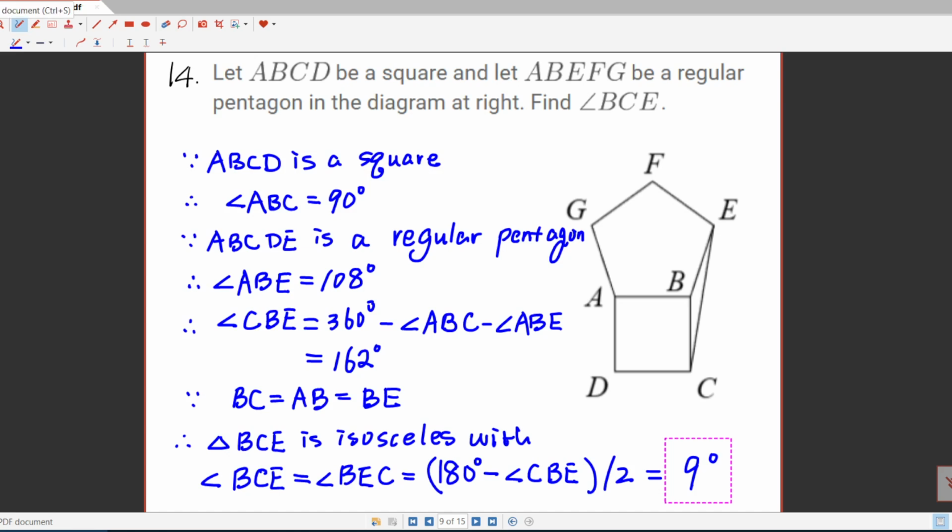Alright, have a look at the solution here. And if you don't have any questions, let's take a 10 minute break. And after that, we'll have a look at question 15, okay?